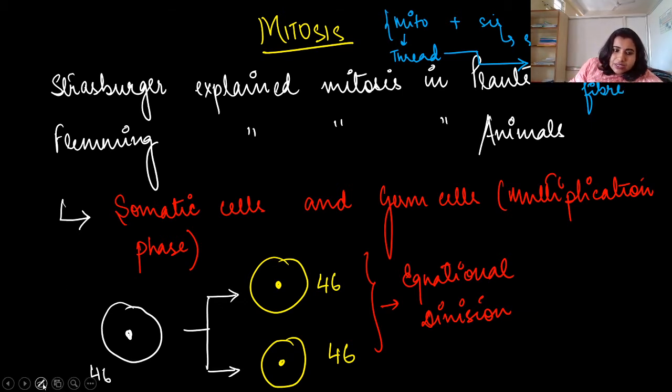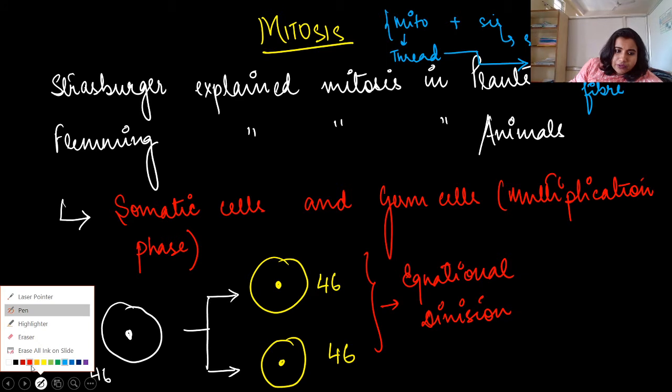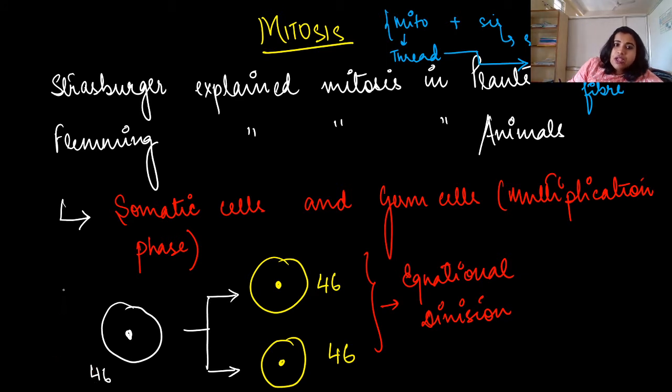The scientist who explained mitosis in plants is known as Strasburger, and there is another scientist called Flemming who explained the term mitosis in animal cells.